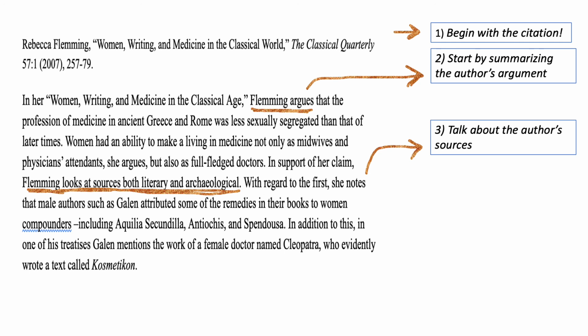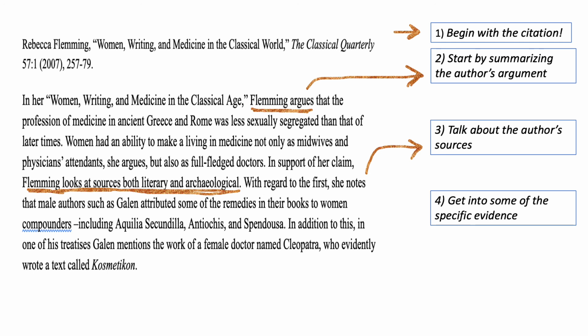As you can see in this annotation, I've said Fleming uses literary and archaeological sources. Okay, that's good. It's also a little bit vague, so you can get more specific with it. You can talk about, well, what kinds of literary evidence does she use? Books? Name those books. Archaeological artifacts? Tell me a little bit about those as well. That's kind of what I do for the rest of this paragraph, right?